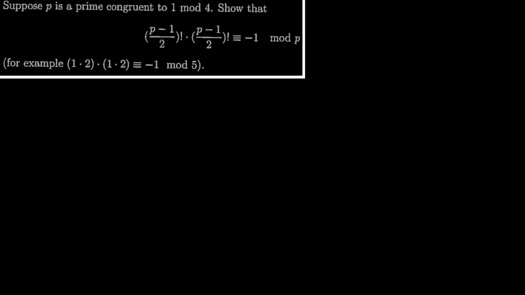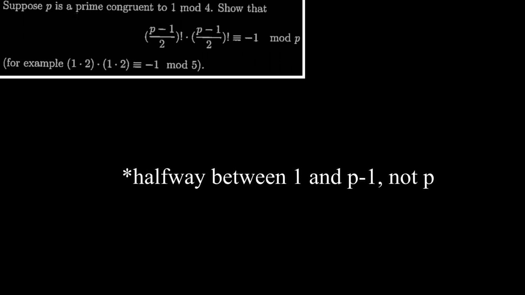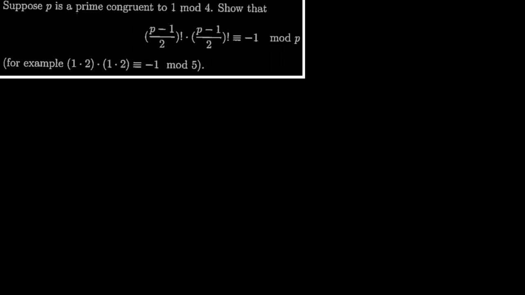Something I just want to point out in the beginning is that (p-1)/2 is the halfway point if we count all the numbers from 1 to p, whatever p is. (p-1)/2 will be around halfway. So if p is 7, then (p-1)/2 is (7-1)/2, which is 3, and 3 is halfway between 1 and 7. So how to do it?